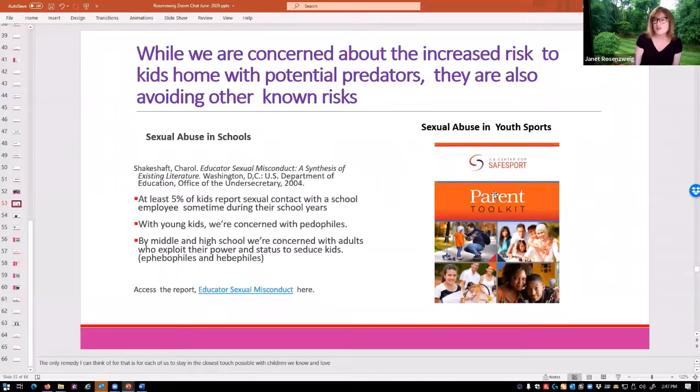And I just wanted to share, as one example, a parent toolkit that I helped write for the U.S. Center for Safe Sport. So if you do want to switch gears at some point and help parents keep their kids safe in sports, please grab this toolkit. But we know that while kids are home, they are avoiding certain risks.